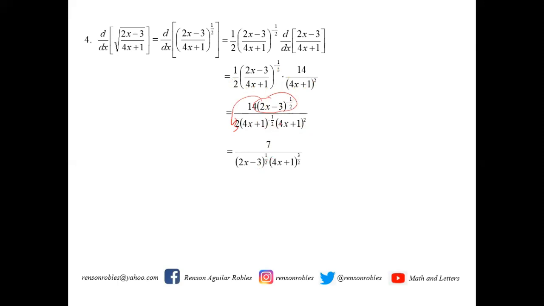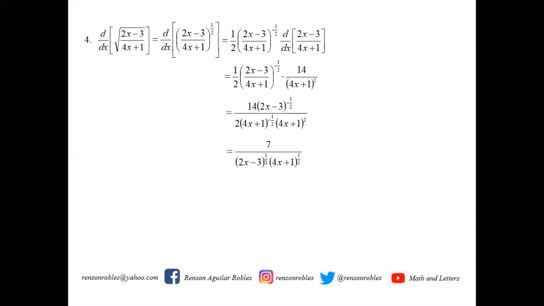And then, by law of exponent again, since this is (4x plus 1) raised to negative 1/2 and (4x plus 1) squared, you can now add the exponents negative 1/2 and 2. And that will give you 3/2. So the final answer is equal to 7 all over the quantity (2x minus 3) raised to 1/2 times the quantity (4x plus 1) raised to 3/2.